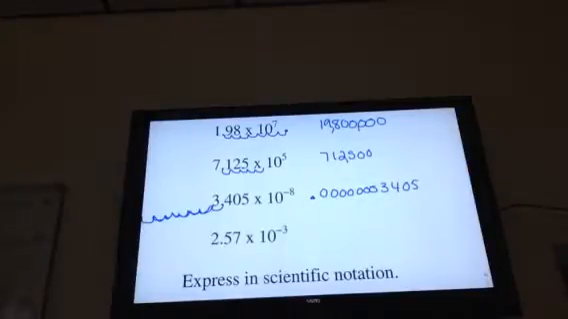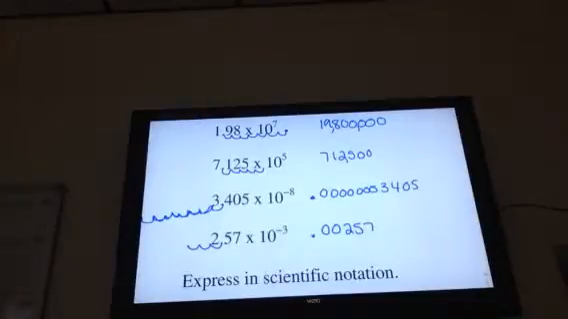And then likewise on my next one, negative 3 power. 1, 2, 3. 2 zeros. 0, 0, 2, 5, 7. So positive powers represent very large numbers. We move our decimal to the right side. Negative powers represent really small numbers. We move our decimal to the left side. It's going to be smaller than 1.